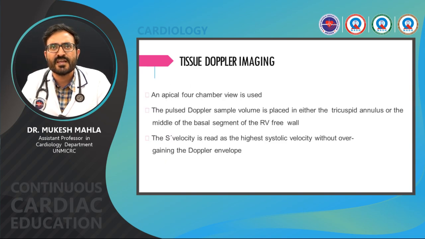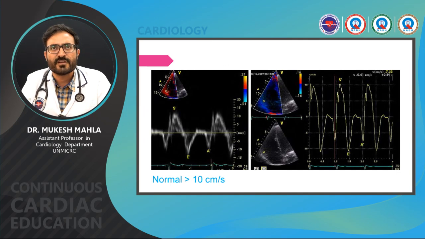Tissue Doppler imaging: for S-dash, the apical 4-chamber view is used. The pulse Doppler sample volume is placed in either the tricuspid valve annulus or the middle of the basal segment of the RV free wall. The S-dash velocity is read as the highest systolic velocity without overgaining of the Doppler envelope. So the tissue Doppler cursor is put on the lateral tricuspid valve annulus, and if S-dash is more than 10 cm per second it is normal and less than 10 is considered abnormal, or RV dysfunction.